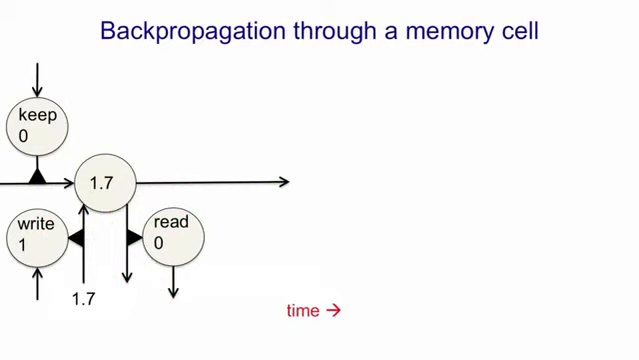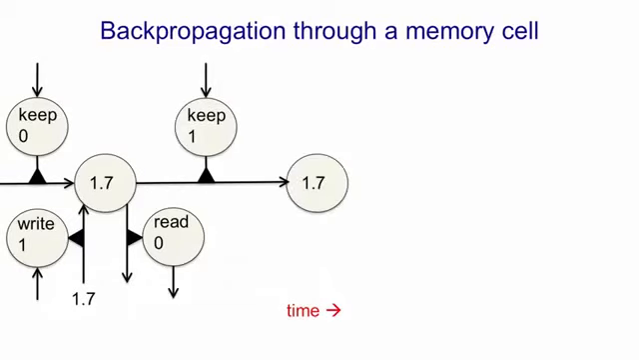So I'm going to show you now a picture of what backpropagation through a memory cell looks like. First we're going to do a forward pass. So at the initial time, let's suppose that the keep gate was set to 0, so we wiped out whatever information was in the memory cell before, and the write gate is set to 1, so the value of 1.7 that is coming from the rest of the recurrent neural network gets written into the memory cell. And we're not going to read it at this time, so the read gate is set to 0.